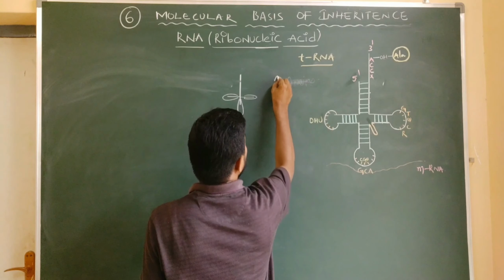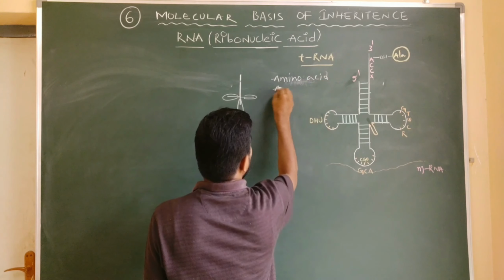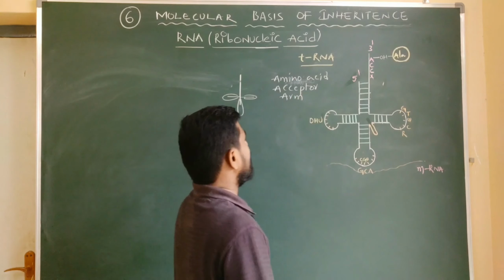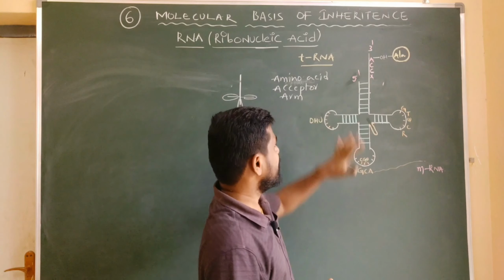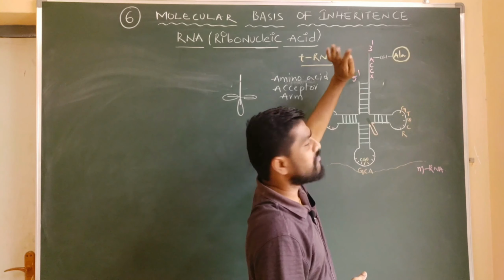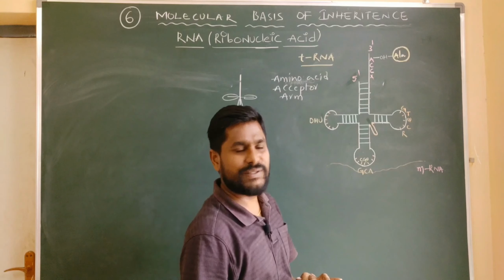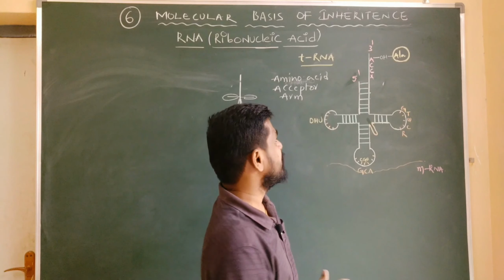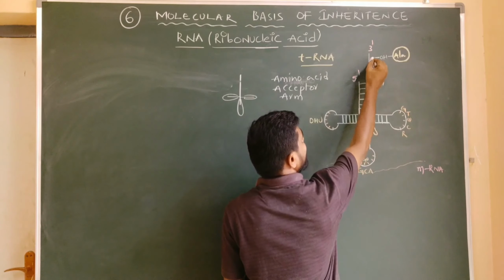This arm is called the amino acid acceptor arm. It consists only of a stem region, no loop. The stem shows 7 base pairs, and this is a 5' end and this is a 3' end. Here, the 3' end extends further in the form of a stretch having 4 unpaired nucleotides. These 4 unpaired nucleotides are X, C, C and A.